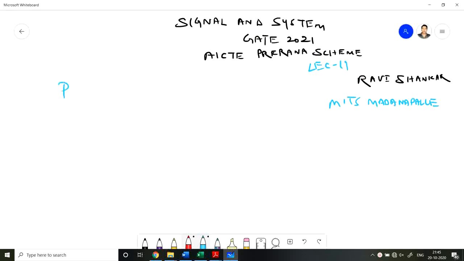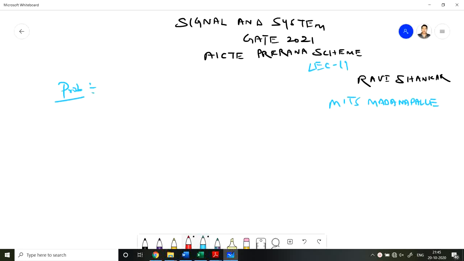So we have a problem related to system function, and we will find out the Laplace transform, and we can find out the impulse response of the system using the Laplace transform. So let us do some problems related to that. So let us do one problem.